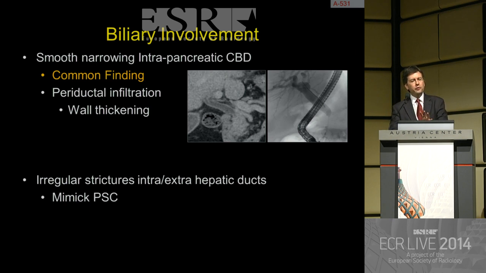Not only can we get this, but we can get other biliary duct features, such as irregular strictures, both involving the intra and extrahepatic ducts, which are more mimicking of PSC. Now, how do we differentiate this between AIP and the normal or classical PSC? Well, classical PSC is going to present in younger patients, normally, and they are going to have a different clinical presentation when compared to the AIP patients.